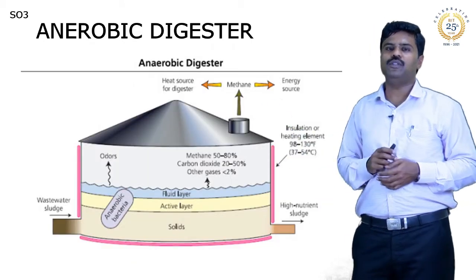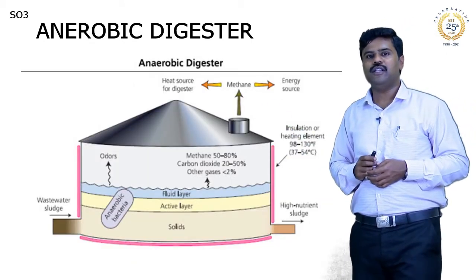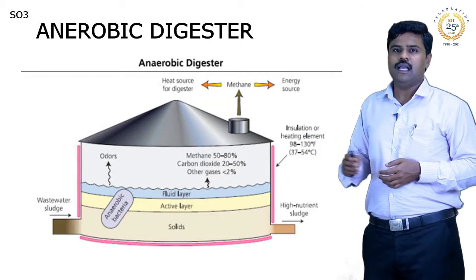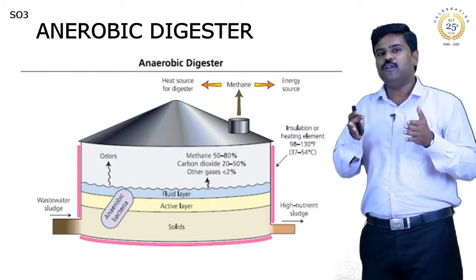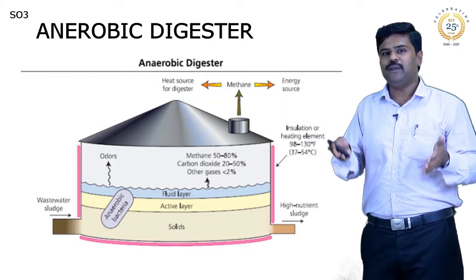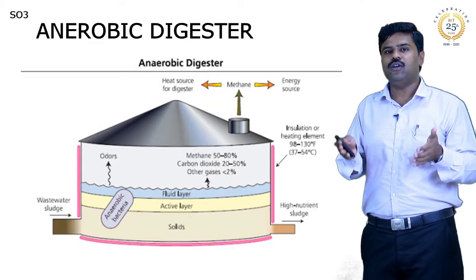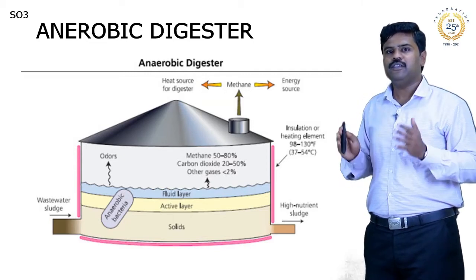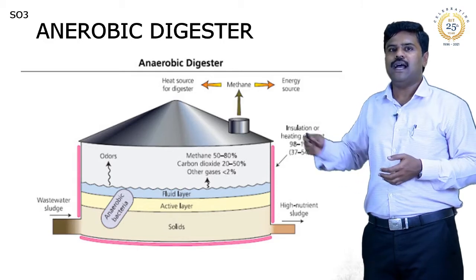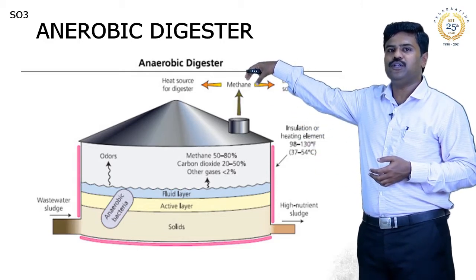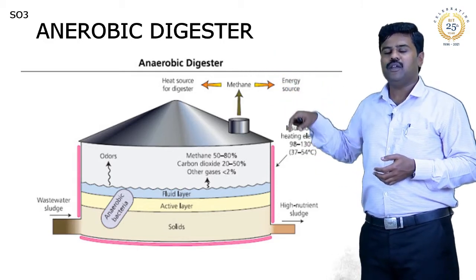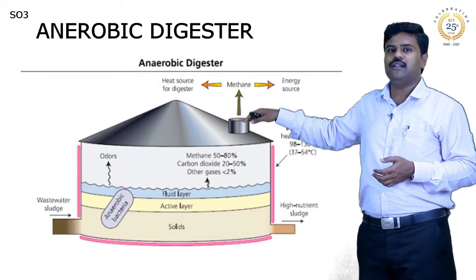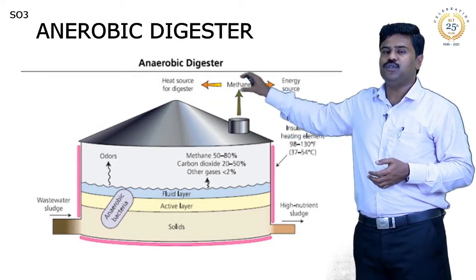Now we are going to see about the reactor that we are going to utilize for the anaerobic digestion. This reactor we call the anaerobic digester, and it should be completely sealed, and there should not be any oxygen inside this reactor. It is cylindrical in shape and the top portion looks like a dome. This is because the gas that is getting collected will get accumulated inside this dome.